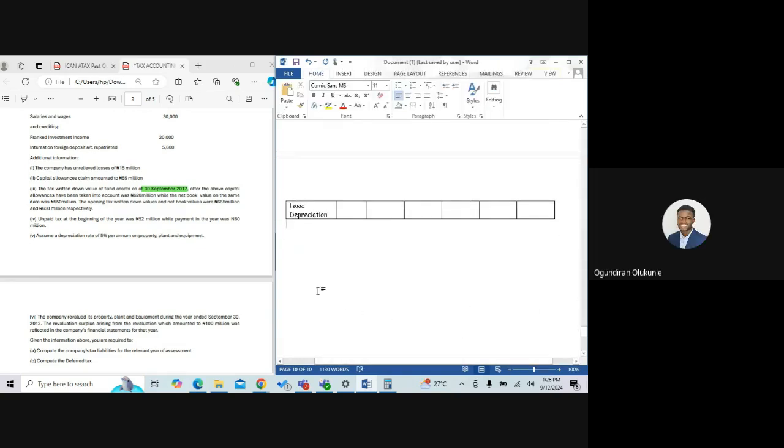Okay, so now we need to do some work here to determine the depreciation. So in determining depreciation, we have to consider two things. The first thing you have to consider is the year the asset was revalued, and the second thing you have to consider is the year you are working on, right? So when was the asset revalued?